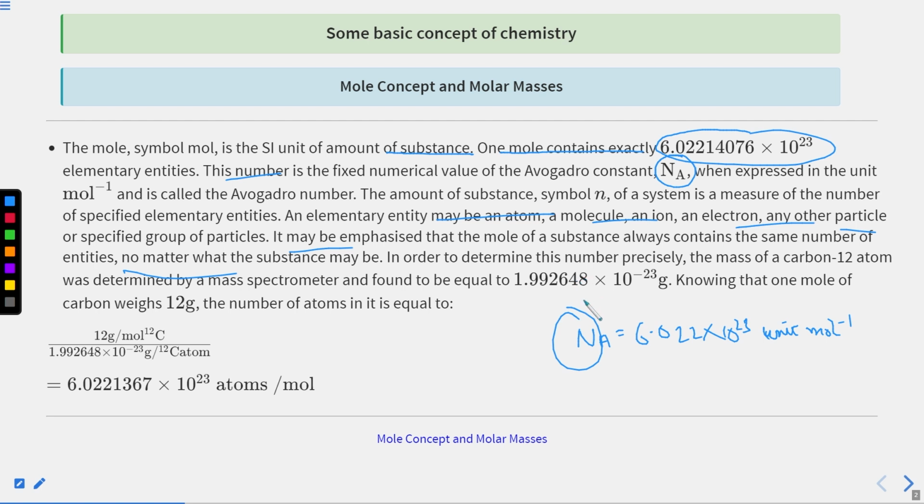Now, as I have told, the basic scientific definition of one mole is the mass of 1/12 of the mass of a carbon 12 atom. So here it is written. We say that the mass of a carbon 12 atom is this much, and we have taken 1/12 of it. So we divided by 12, and then we got this.